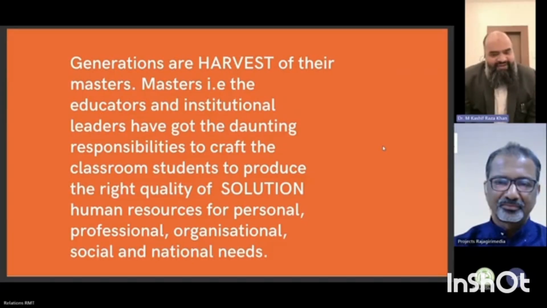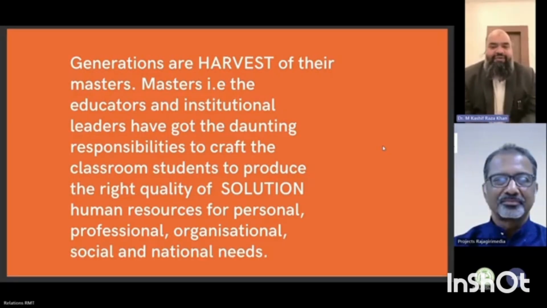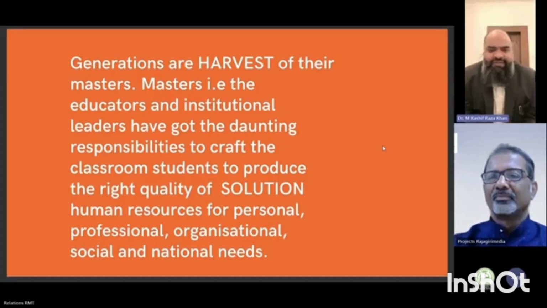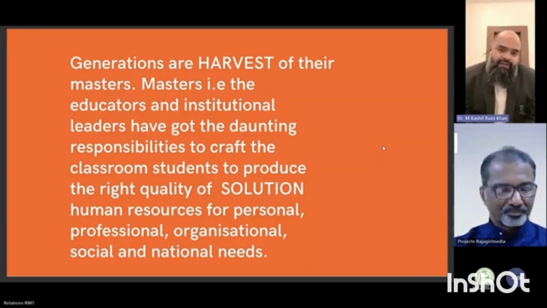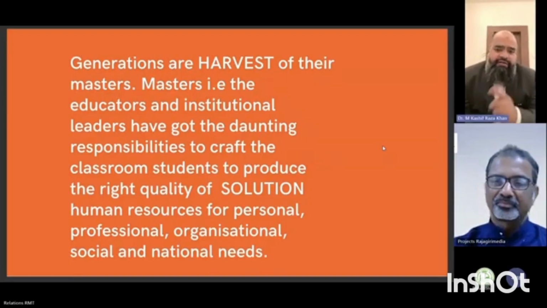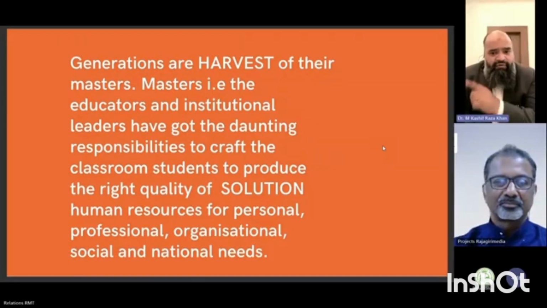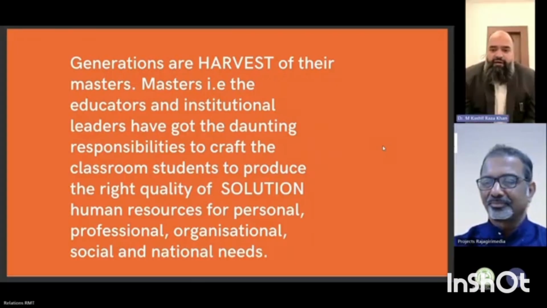If there was Dronacharya, then only there was Arjun. If there was Chanakya, then only there was Chandragupta Maurya. If there was Prophet Muhammad, then only there was Umar the Great or Abu Bakr Siddiq or Hazrat Ali. If there are great masters, then great students can be produced. Great master, great system, great student, then great performer. So I wanted to present only this much before you.